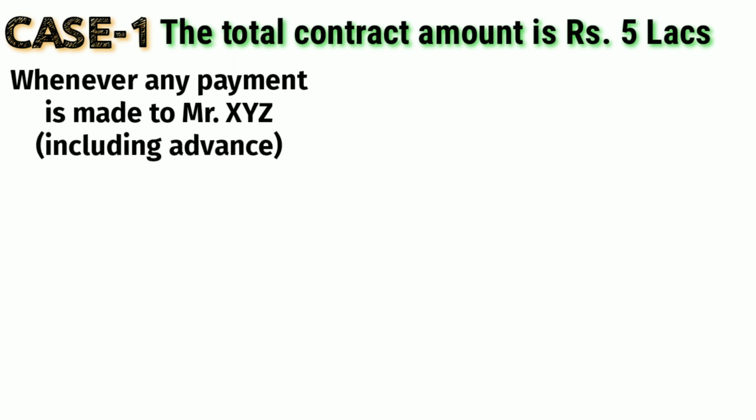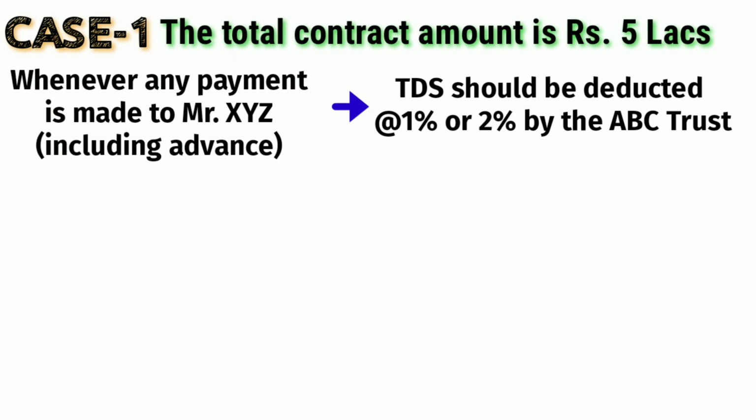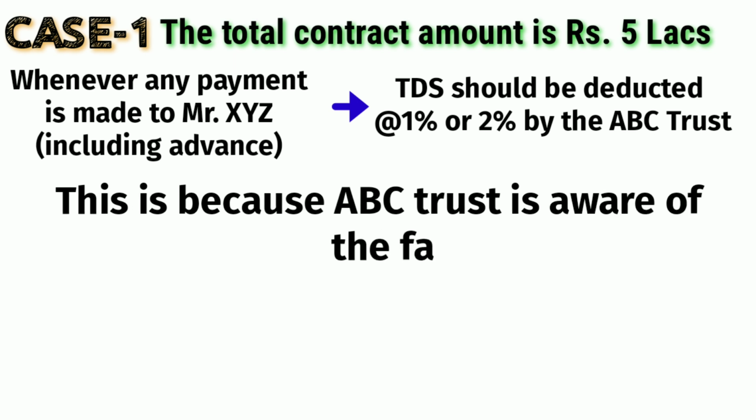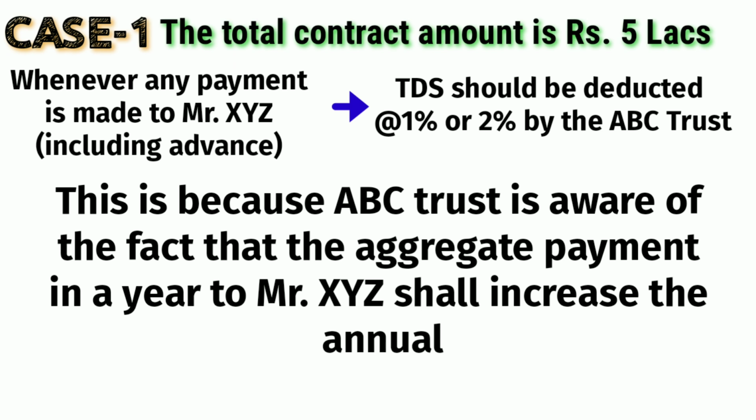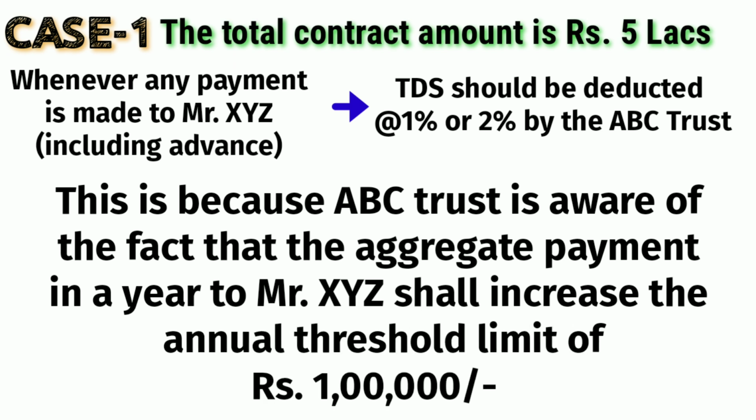XYZ, including payment in advance for the contract work, TDS should be deducted at the rate of 1% or 2% by the ABC Trust depending on the legal status of Mr. XYZ. This is because ABC Trust is aware of the fact that the aggregate payment in a year to Mr. XYZ shall exceed the annual threshold limit of rupees 1 lakh because the contract amount is of rupees 5 lakhs.